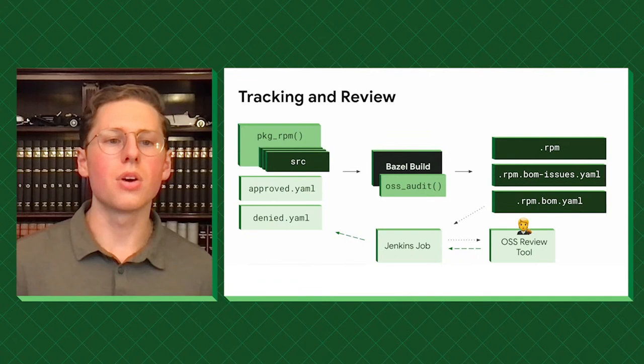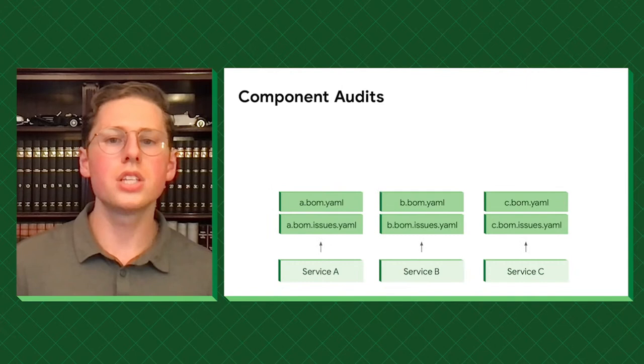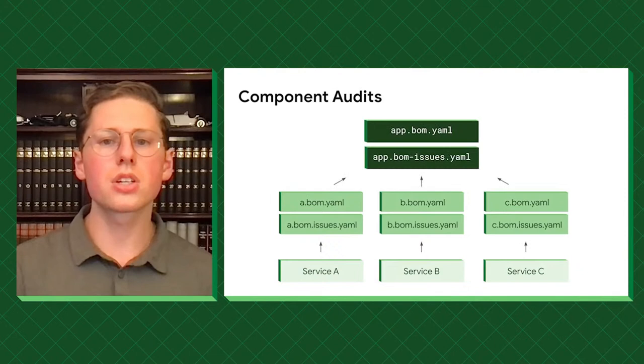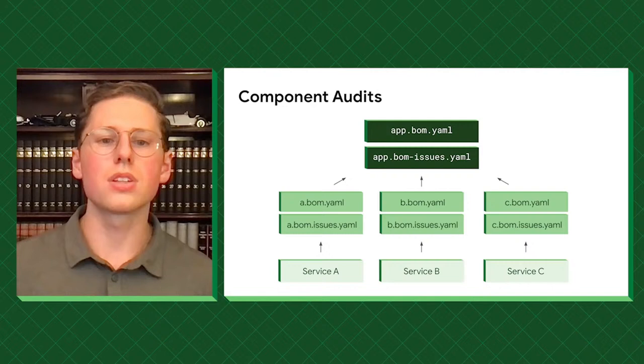To wrap up, let's check out one more example about how we use OSS Audit in our big products. At VMware, our bigger products are constructed of many services. In this case, OSS Audit is used to generate a BOM for each service. These service BOMs are then merged together to create one top-level BOM and BOM issues file for the entire product. This gives product and service teams insight into what packages they're shipping at varying degrees of granularity.